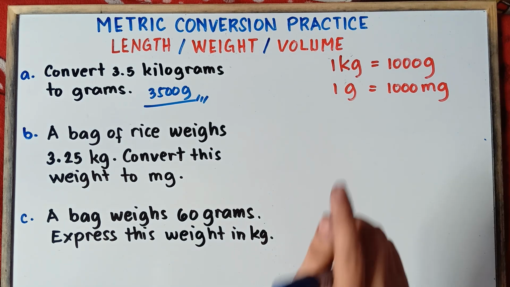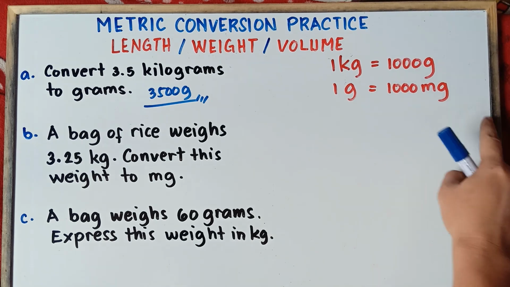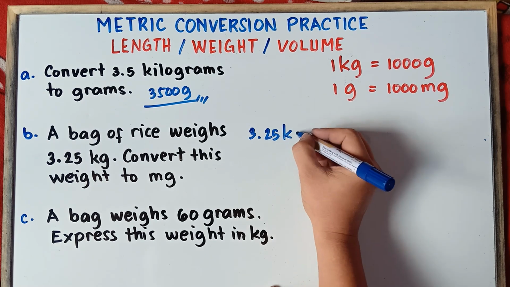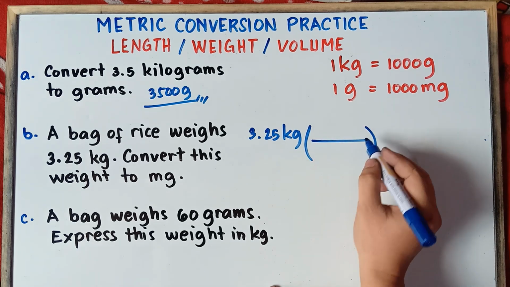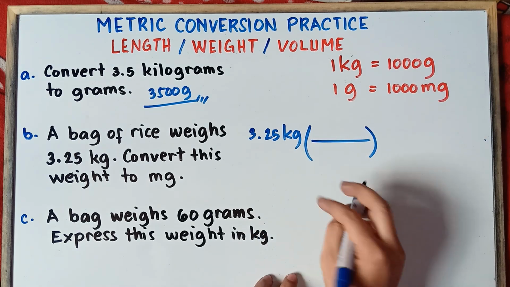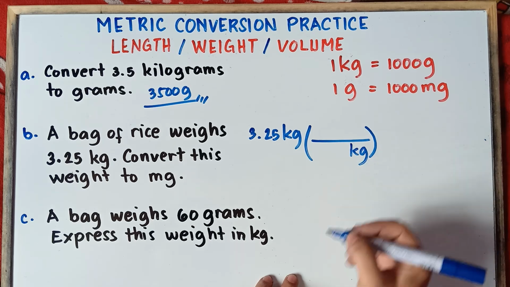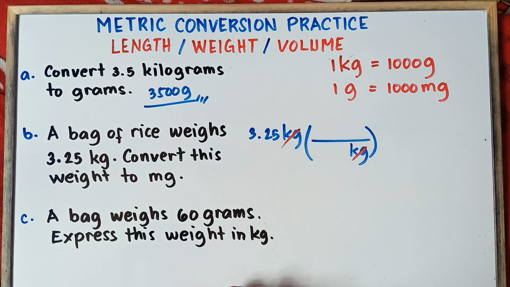So therefore, class, we need to convert kilograms to grams and then grams to milligrams. Alright, let's do that. Our given is 3.25 kilograms. You put parentheses, and then we need to convert kilograms to grams first. If this is kilogram, the units on the denominator must also be kilogram, so that we can cancel out the units.